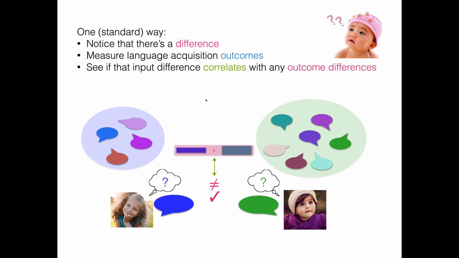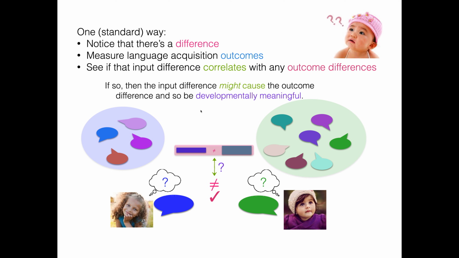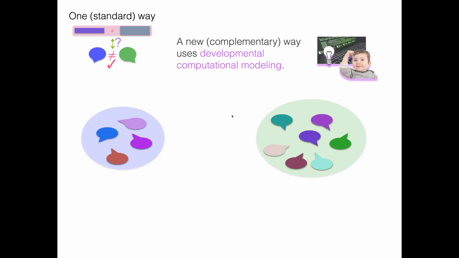And then, what you might try to do is see if the input difference you measured correlates with any outcome differences that you found, right? If so, then the input difference might cause the outcome difference, right? This is correlation, not causation, but there's a correlation at least, so maybe the input's causing it, and so it might be developmentally meaningful, but you don't really know.